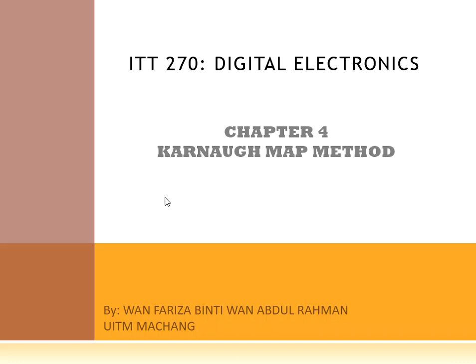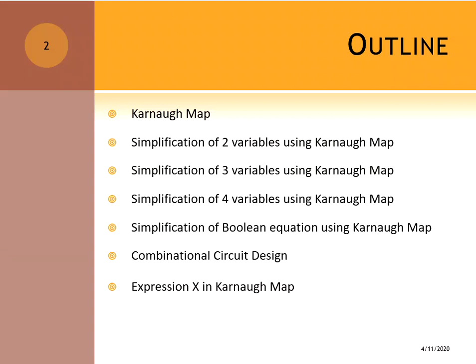Okay, today we are going to learn chapter 4, which is Karnaugh map method. This is the outline of chapter 4. In chapter 4, we are going to see how to simplify an equation with 2 variables up to 4 variables using Karnaugh map. And we are going also to learn how to design the combinational circuit. And also we are going to see about the expression X in Karnaugh map.